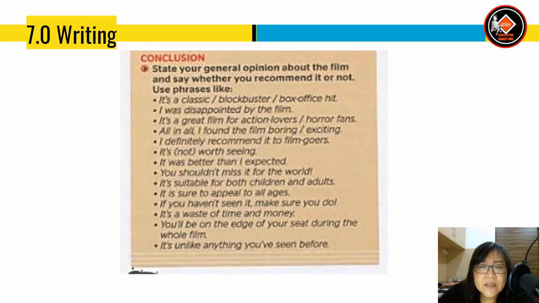If you haven't seen it, make sure you do. It's a waste of time and money. You'll be on the edge of your seat during the whole film. It's unlike anything you have seen before.